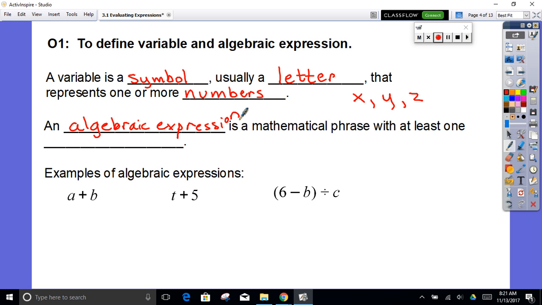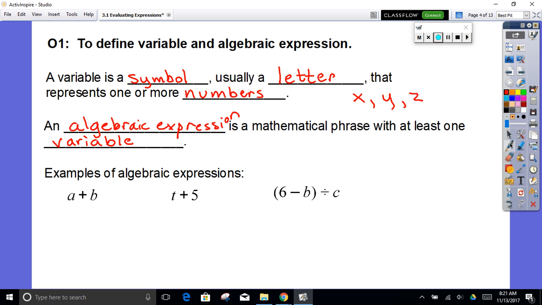An algebraic expression is a mathematical phrase with at least one variable. So that's what sets algebra apart from basic math that we've been doing, is that we are using variables. Back in our unit on ratios and proportional relationships, there was a little bit of algebra because you wrote equations, y equals kx, remember that form? You wrote those equations where y stood for some number, x stood for some number, and you had to often figure out what those numbers were.